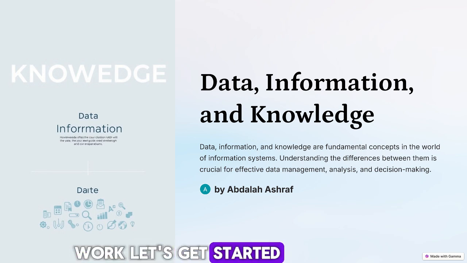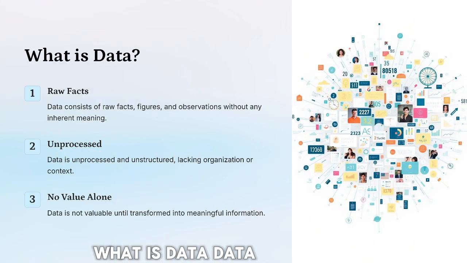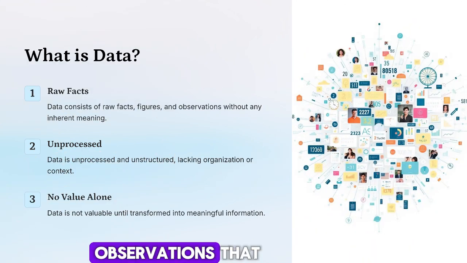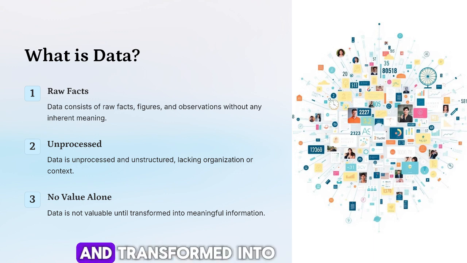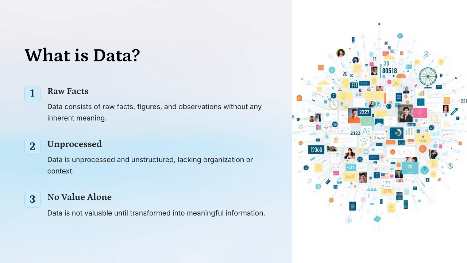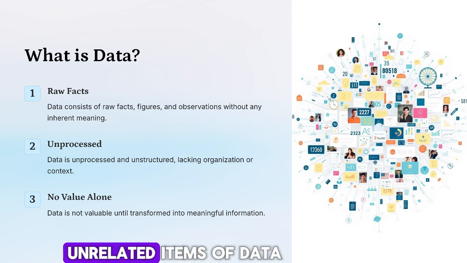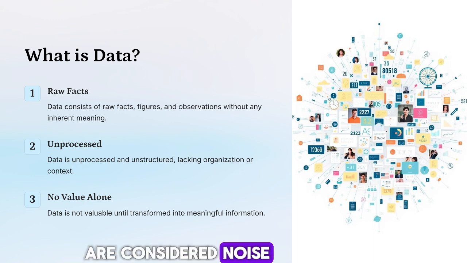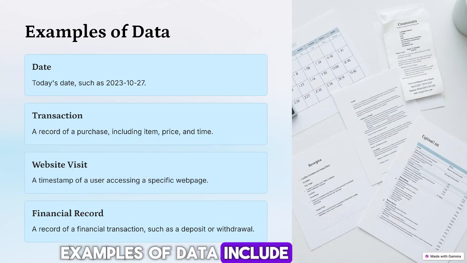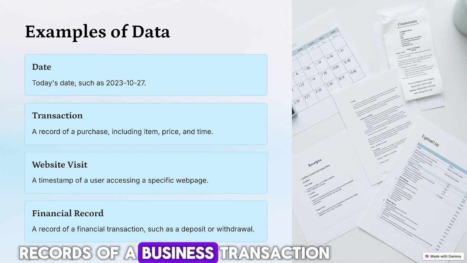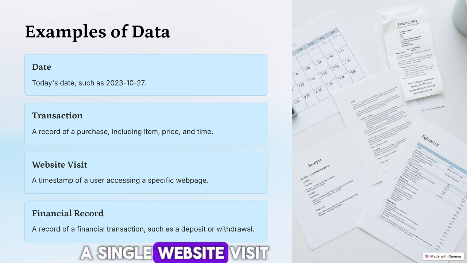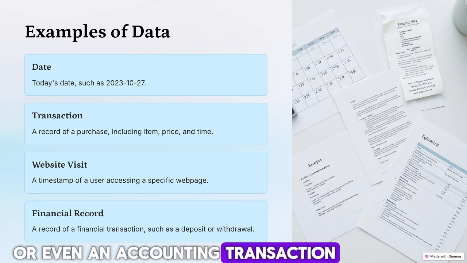Let's get started. What is data? Data are raw facts or observations that, on their own, have little or no value until they are processed and transformed into information. Think of it like this. Unrelated items of data are considered noise. Examples of data include today's date, records of a business transaction, a single website visit, or even an accounting transaction.